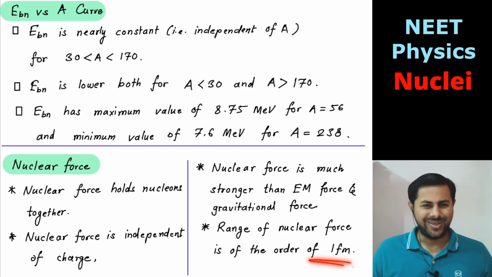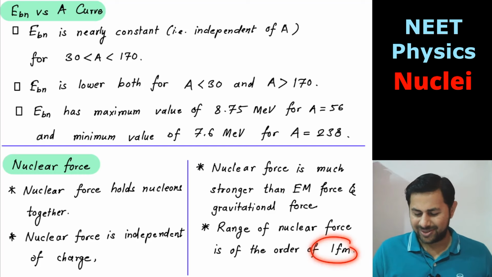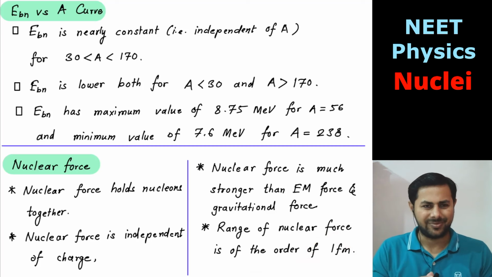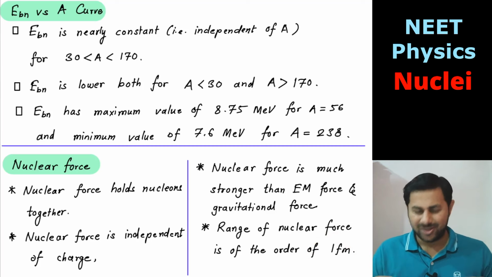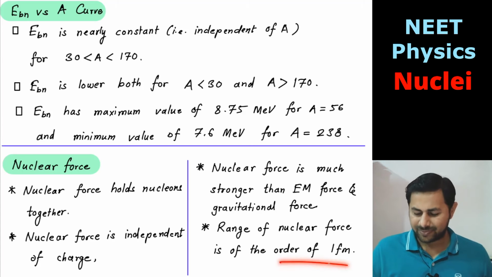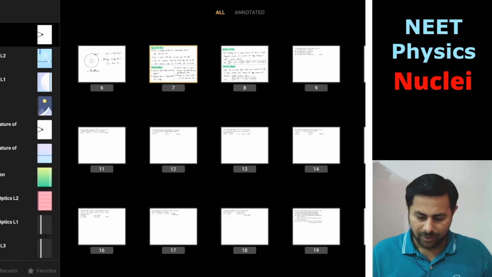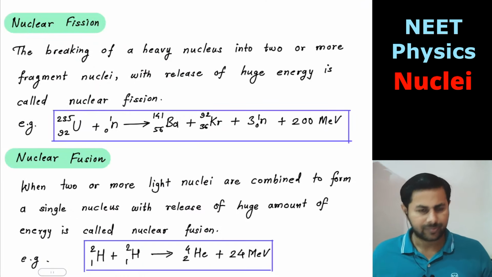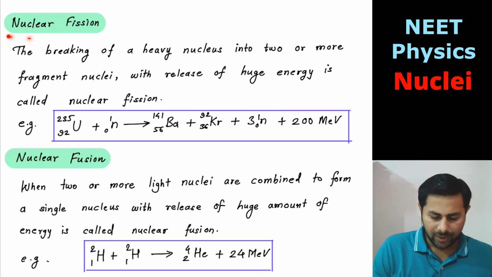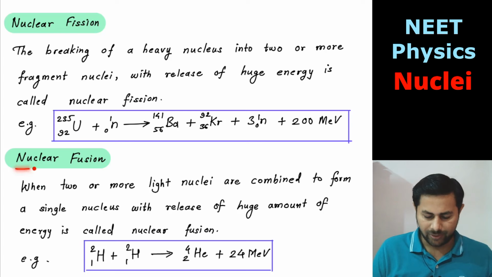You can imagine, if the range of this force had been a little bit more, let's say if nuclear force acted up to the size of an atom, then all matter would have fused together. So the range of nuclear force is of the order of 1 femtometer. Good. Then let's see the next point, nuclear fission and nuclear fusion.